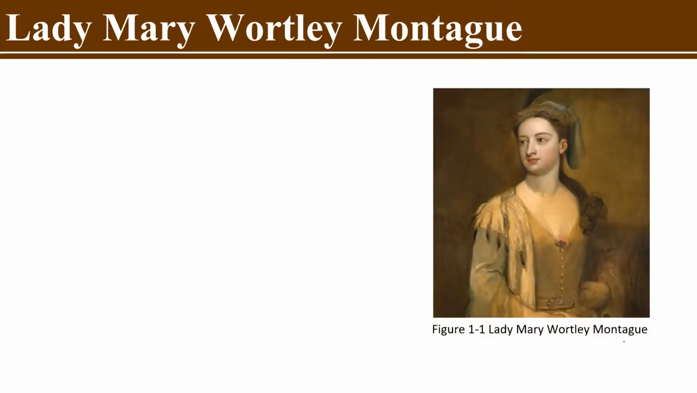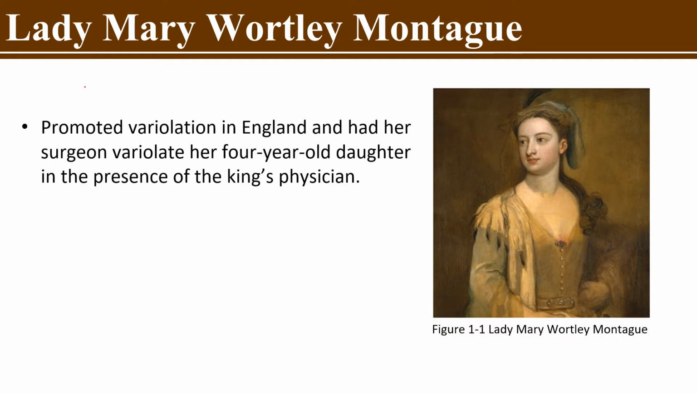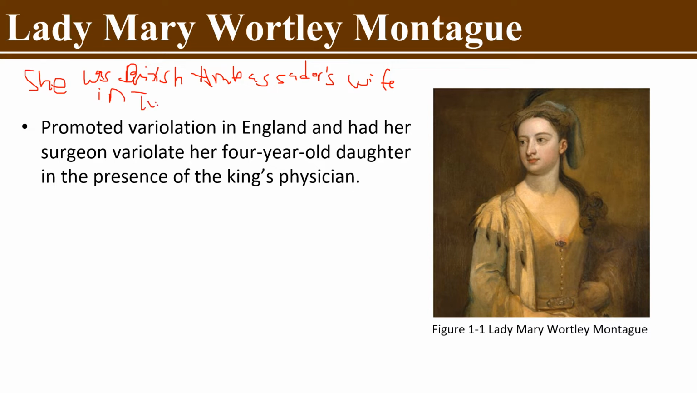We have here Lady Mary Wortley Montagu. Now, Miss Montagu class, she was the British ambassador's wife in Turkey. Now, during that time class, she found out about variolation, and when she returned back to England, she promoted variolation and had her surgeon variolate her 4-year-old daughter in the presence of the king's physician.